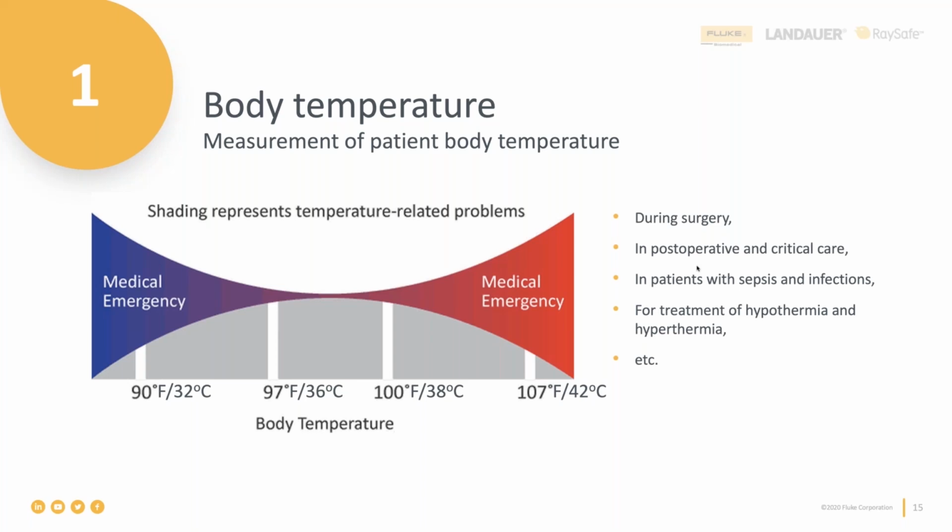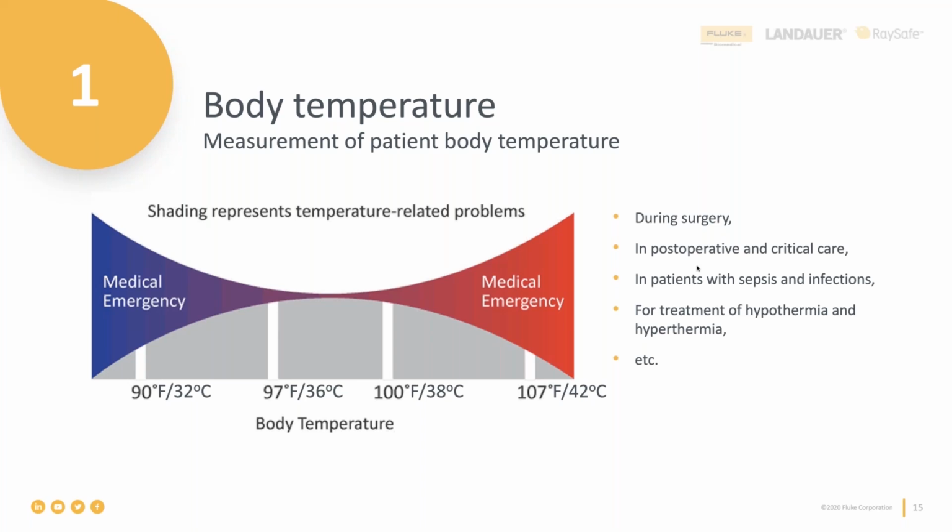Normal body temperature varies by person, age, activity, and even time of day. The average normal core body temperature is generally accepted as 98.6 degrees Fahrenheit or 37 Celsius, and you can sort of see it in the middle of this little image that we have on the slide.